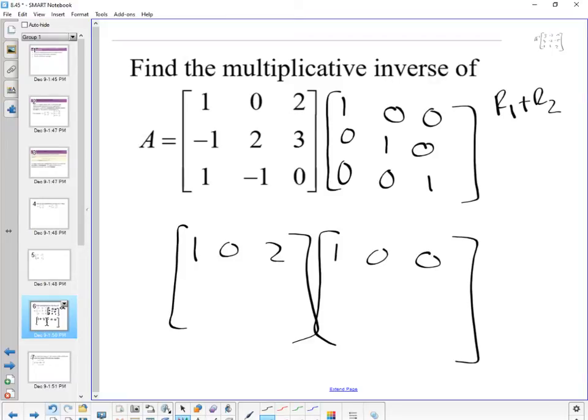This is the row that's going to change. So as I add them, what's 1 plus -1? 0. 0 plus 2? 2 plus 3? 5. 1 plus 0? 1. 0 plus 1? And then finally 0. Cool beans. Now I need this bottom one to be a 0 as well, right?